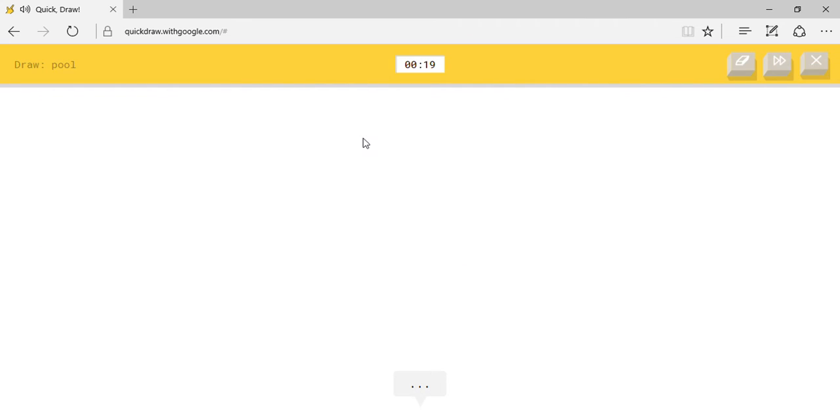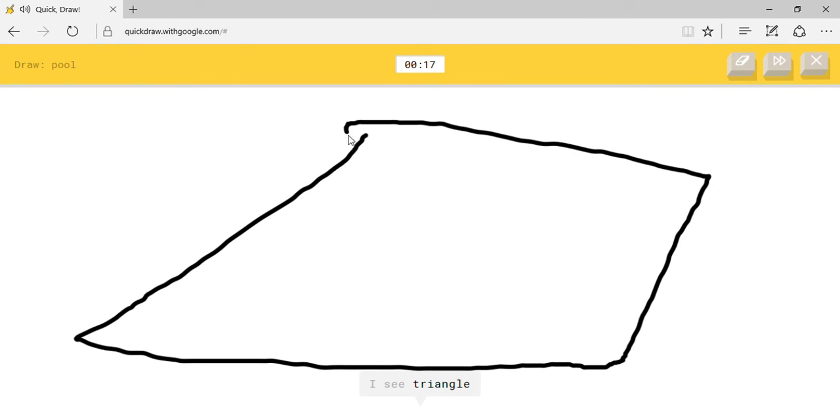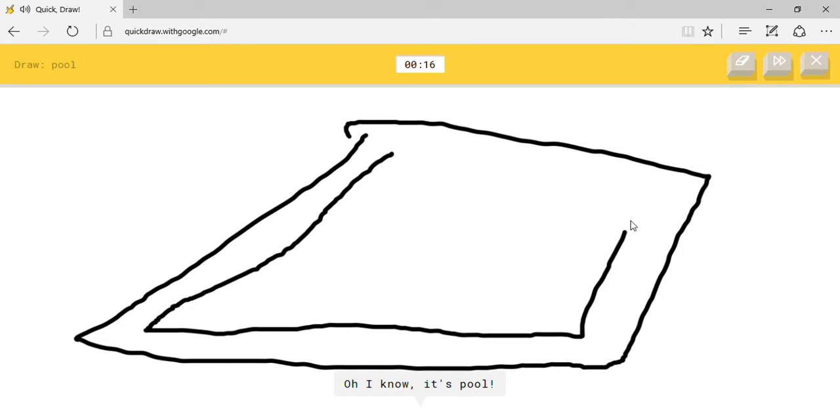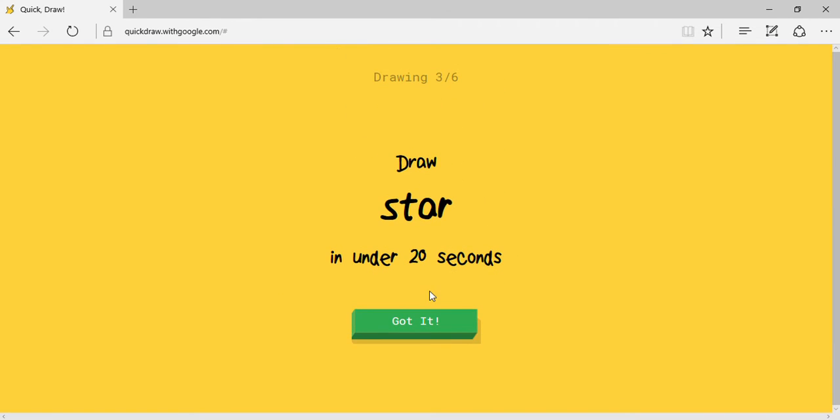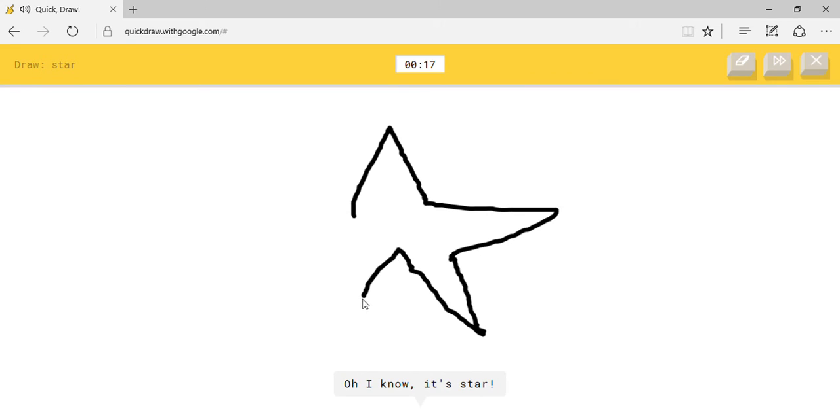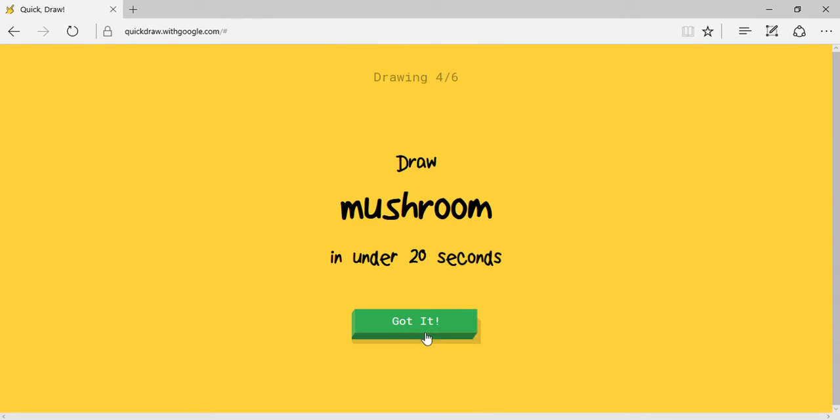So easy. I see triangle. Oh, I know. It's cool. There's no water yet. A star, okay. I see triangle. Oh, I know. It's star. It's a magic star, you know. Mushroom, okay.